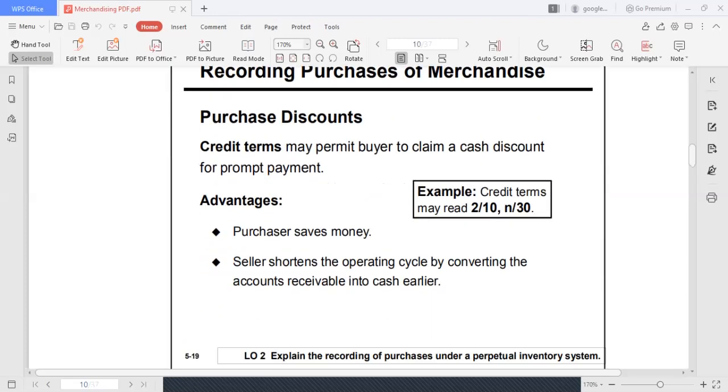So how about purchase discount? So ang purchase discounts, ginagamit yan when you purchase an account. So the credit terms may permit the buyer to claim a cash discount for prompt payment. So kagaya nga ng na-mention natin before, dalawa yung klase ng discounts. It can be trade discounts and it can be cash discounts.